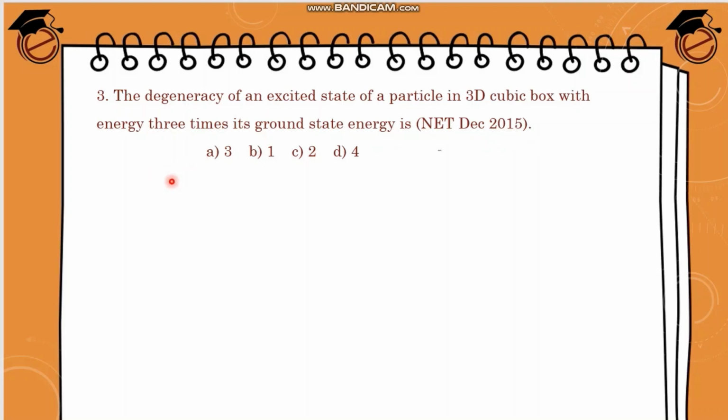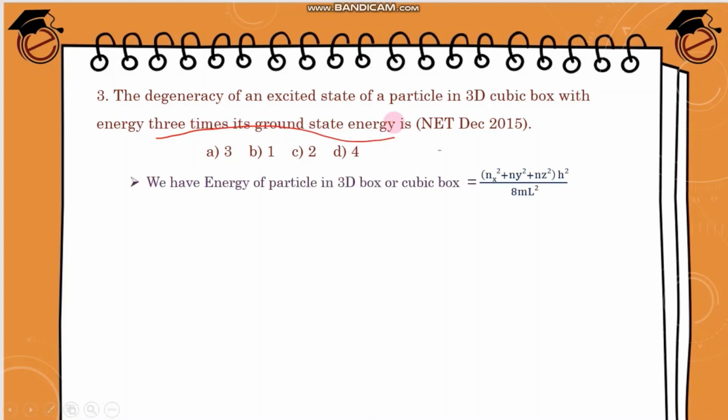You just pause the video and do this. Okay. Now let's see how we can do this. It is exactly similar to our previous question. Here it is mentioned 3 times the energy of the ground state. We have energy for a 3-dimensional box, nx square plus ny square plus nz square into h square by 8ml square. And for lowest energy, the value is 3h square by 8ml square.